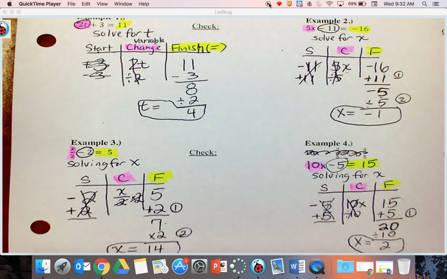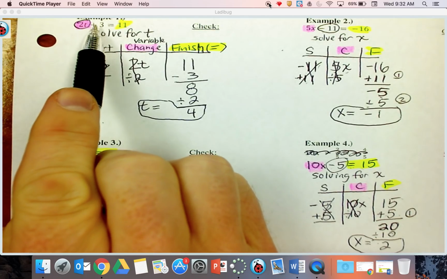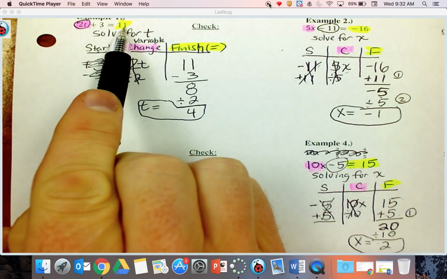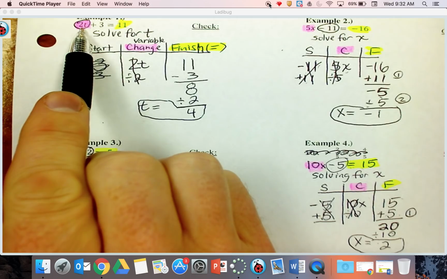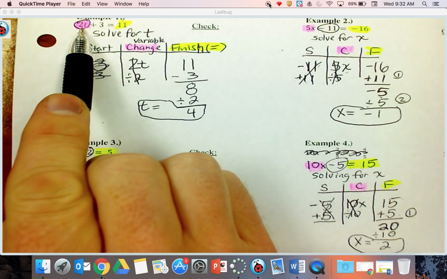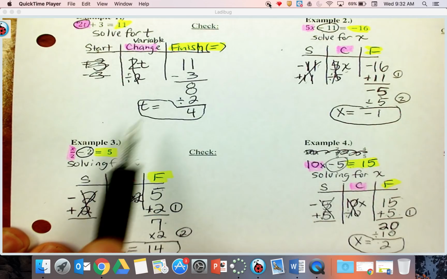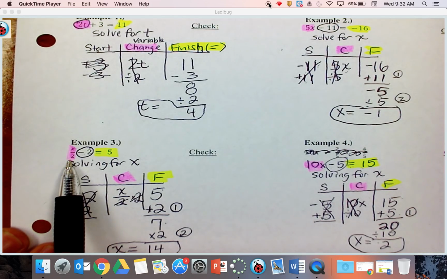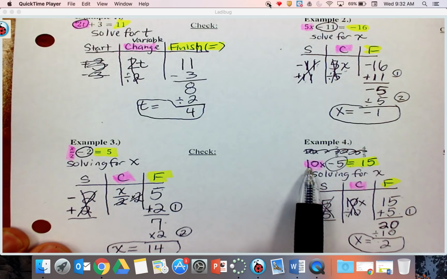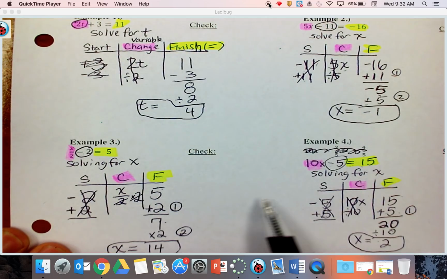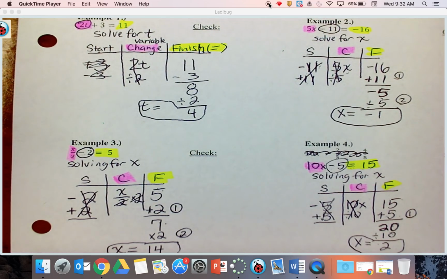Now I want you to be able to set this up the same way. Notice that these are 2-step equations because you have 3 terms. You have a variable that has a coefficient with it. So these are 2-step equations. These aren't 1-step equations. So that's why it takes 2 steps to do.